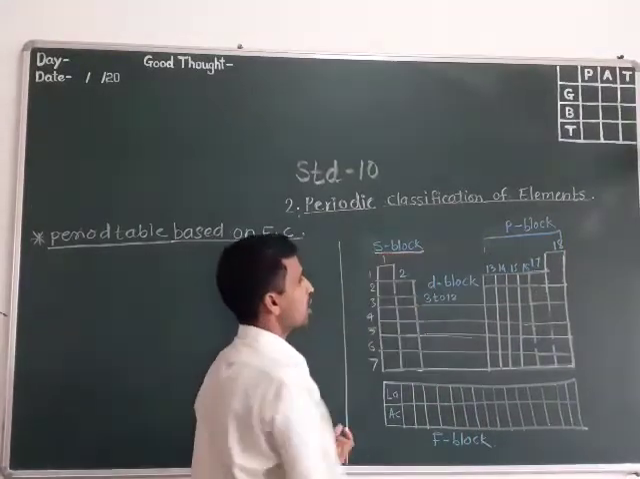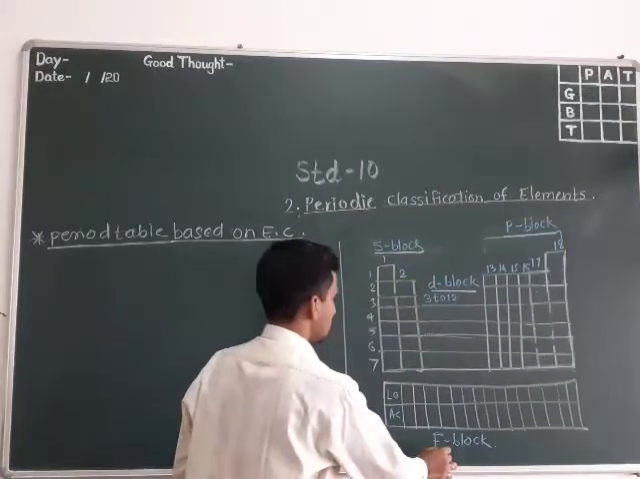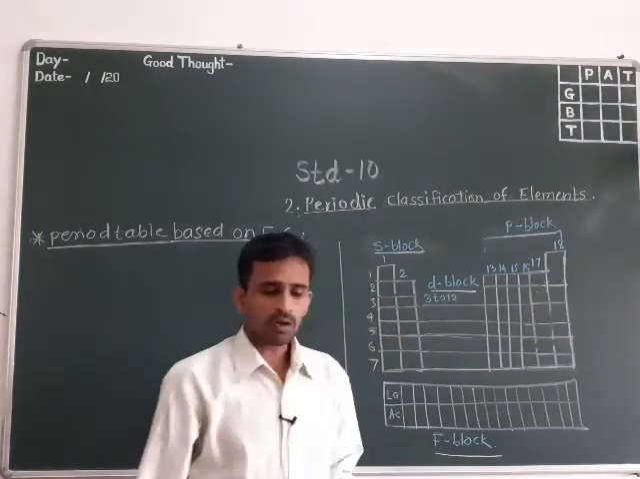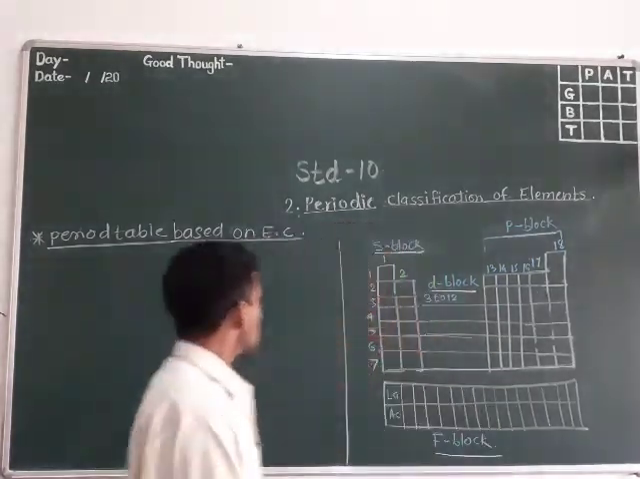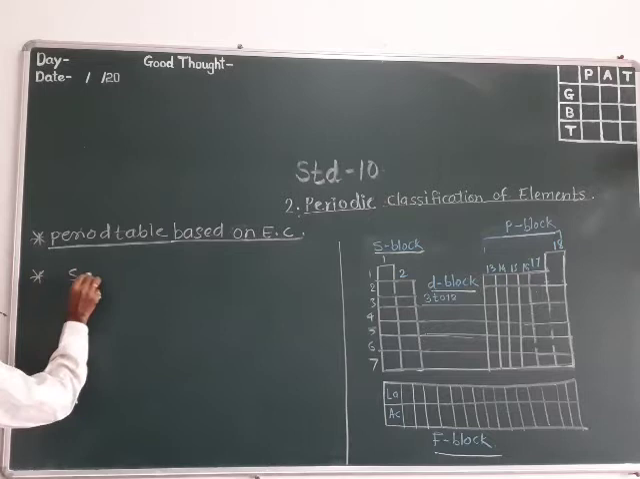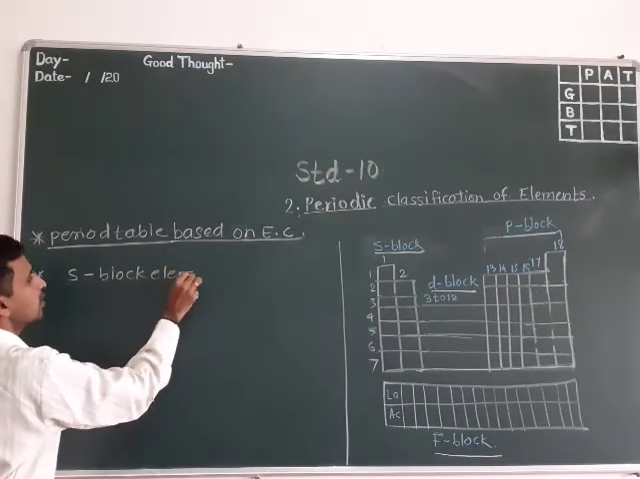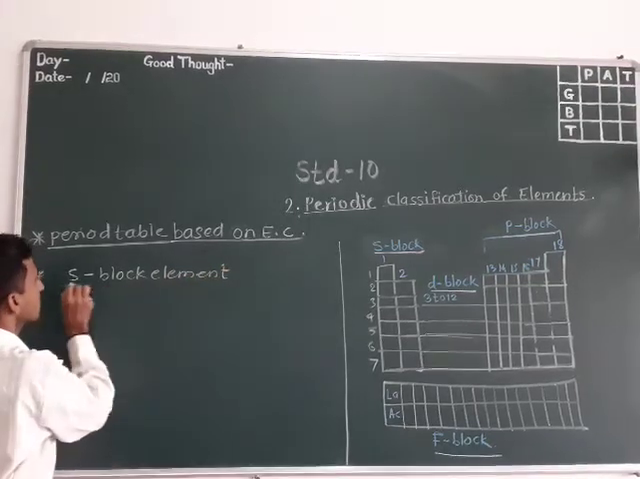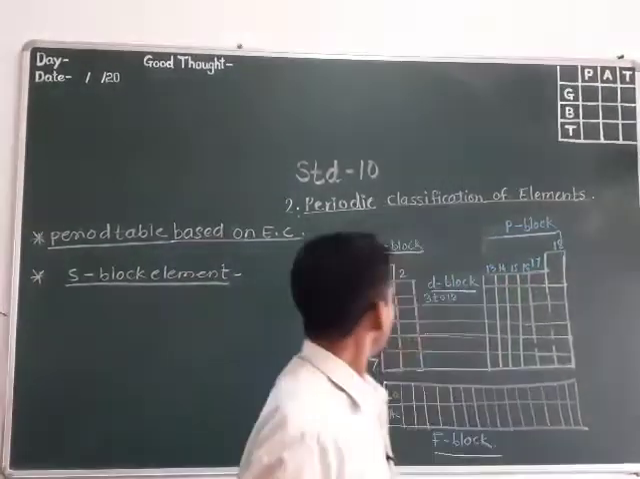First, S block, D block and P block. Another one is F block. There are 4 blocks. The first is the S block elements. S block elements: the groups first and second.